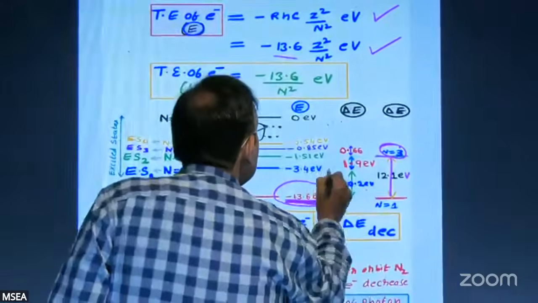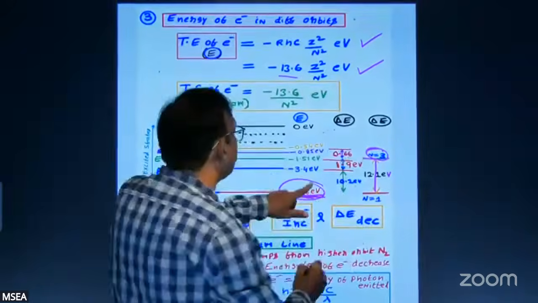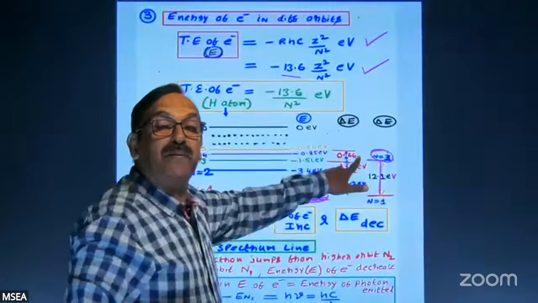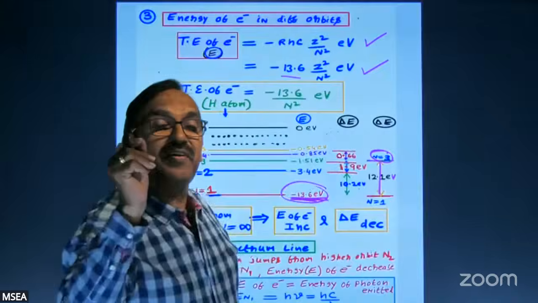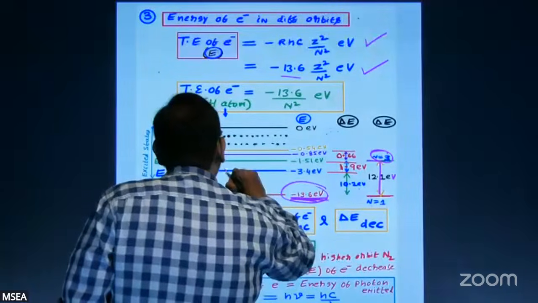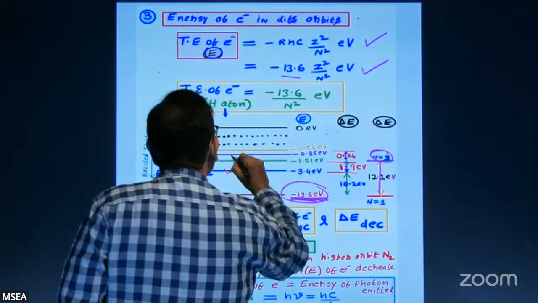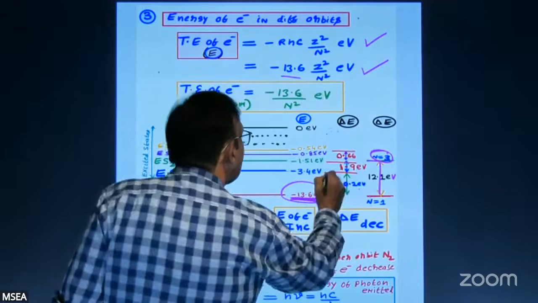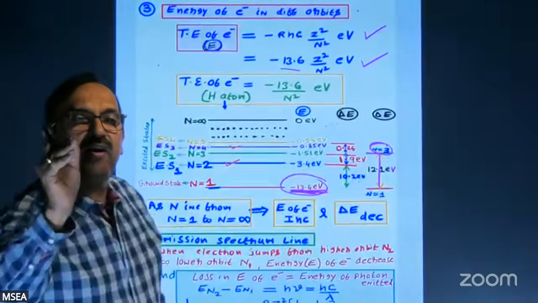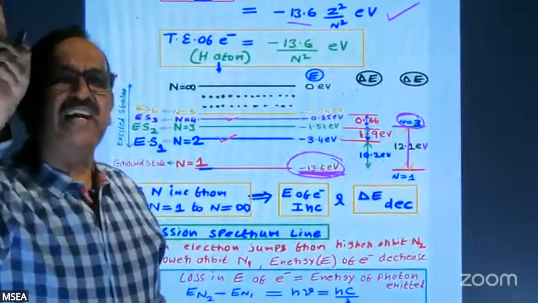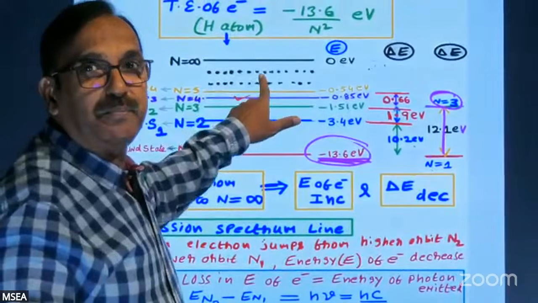So remember, this is 1.9 eV, and from here to here, 0.66 eV. The electron can absorb 1.9 plus 0.66, that means 2.56 eV of energy, only when it is going from the second state to the fourth state. 2.56 eV of energy can be absorbed in one and only one situation, never in the other case: when it is going from the second orbit to the fourth orbit.